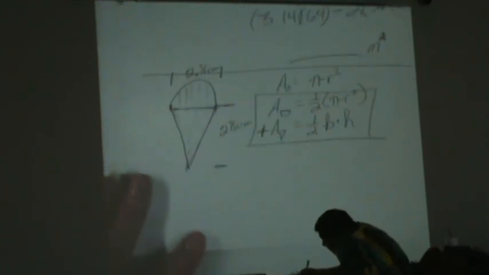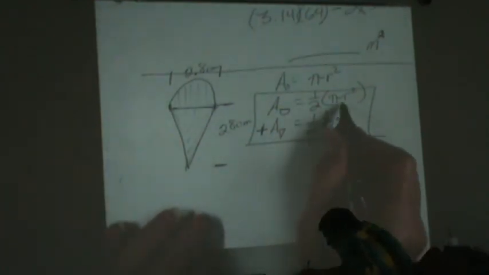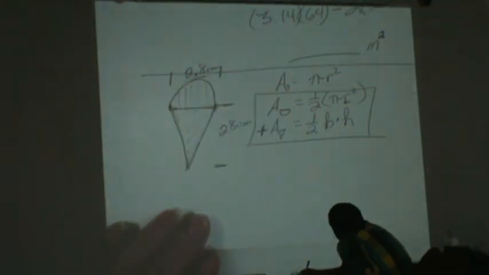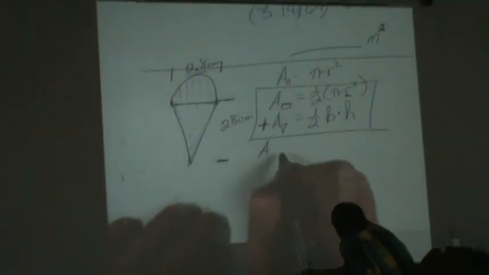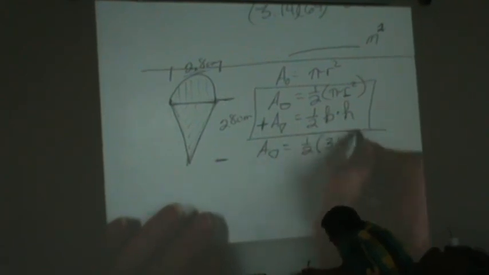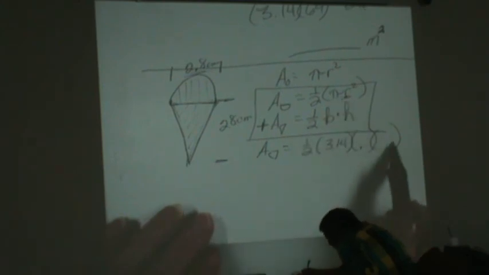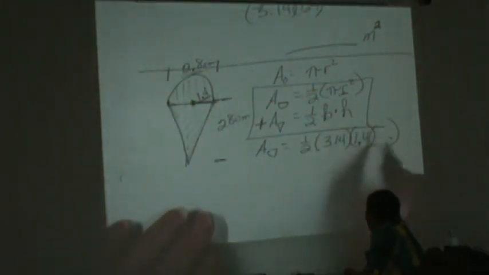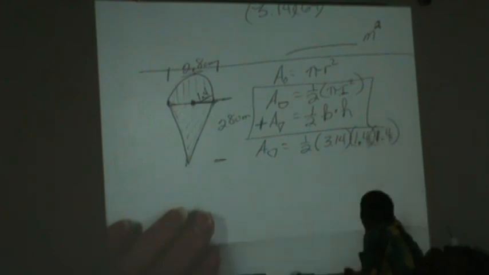I'll help you a little bit because it's hard to remember the radius part of that, okay? Area of the half circle is 1/2 times 3.14 times radius. Don't use 2.8 for your radius. That's how far it is all the way across. Remember, radius is only half of it, so the radius is what? 1.4. So do 1.4 times 1.4 for the half circle part.